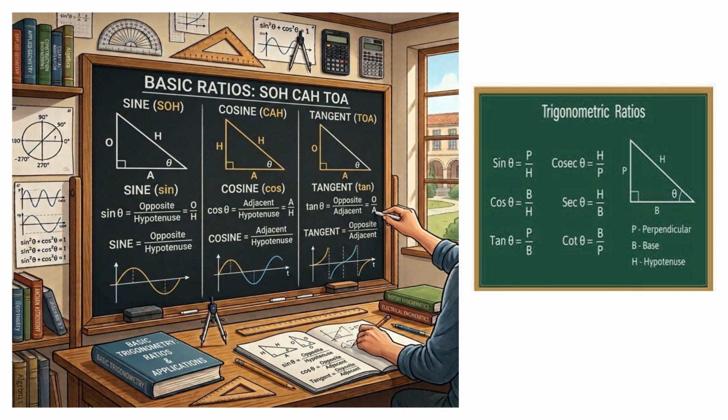Basic ratios. Sine, sin: opposite side divided by the hypotenuse. Cosine, cos: adjacent side divided by the hypotenuse. Tangent, tan: opposite side divided by the adjacent side.